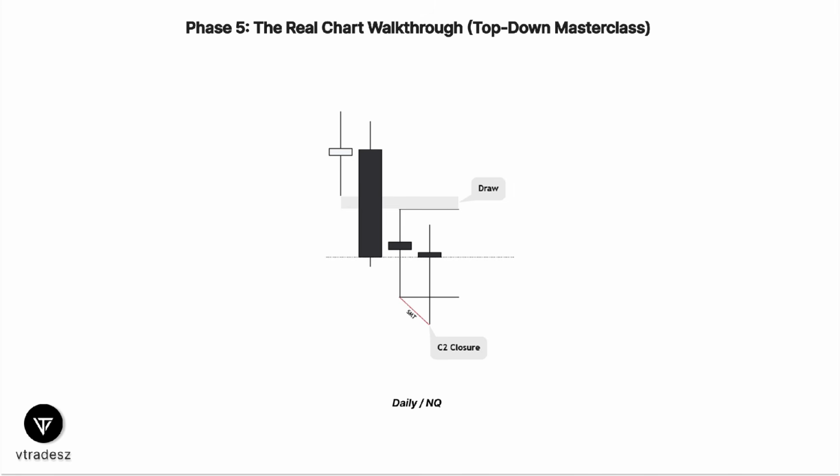Everything starts with the higher time frame narrative. Look at this daily chart on the Nasdaq. At the lows, we have a clear SMT divergence. But more importantly, look at the candle action. We get a perfect C2 closure, a daily reversal candle, closing aggressively bullish, confirming the divergence. With that daily closure locked in, our bias is set, and our draw on liquidity is clearly defined as the fair value gap resting above.